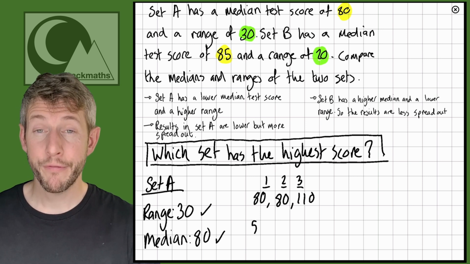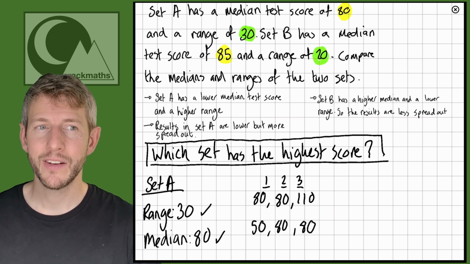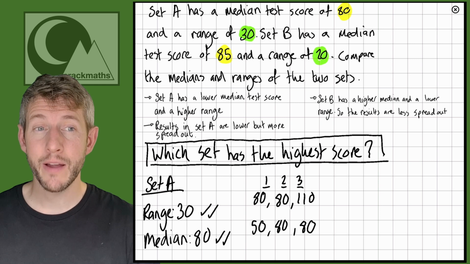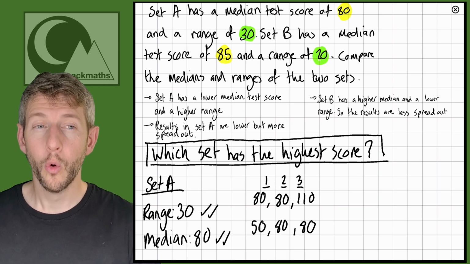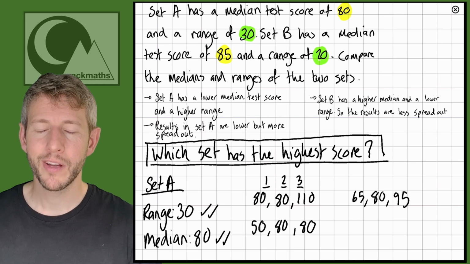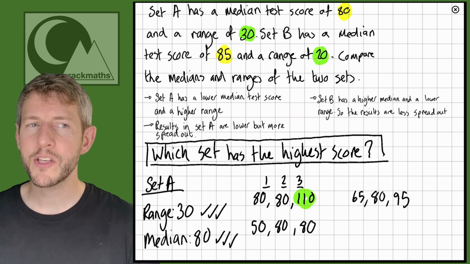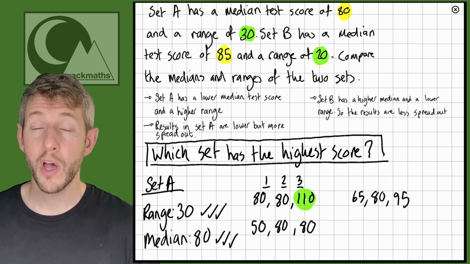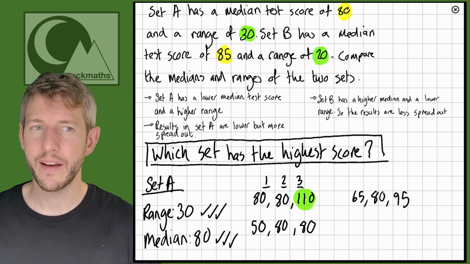Or I could have 50, 80, 80. That would have a median of 80 and a range of 30. Or I could have 65, 80, 95. That would also have a median of 80 and a range of 30. But what I can see is that the highest potential score for this group could be 110.